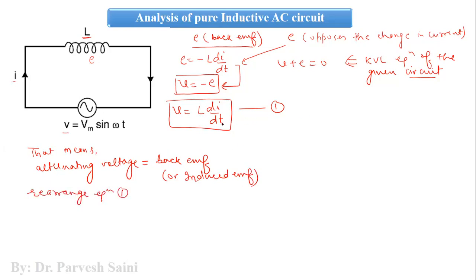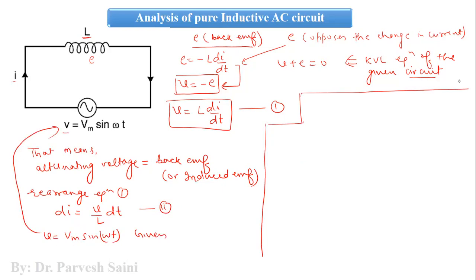So let us rearrange this one. We have di = (V/L) dt. So we can write it like this, and this is equation number 2. We know that V = Vm sin omega t. This is given here. So let us simplify this further. We have di = (Vm/L) sin omega t dt. This is your equation number 3, for example.